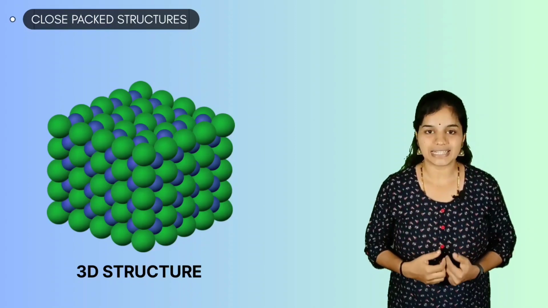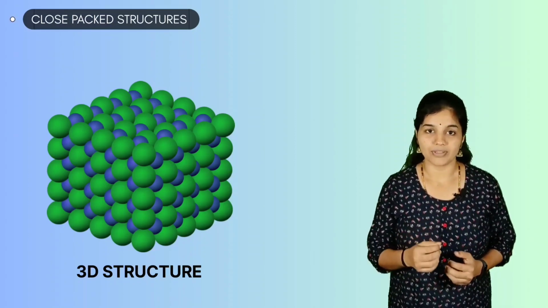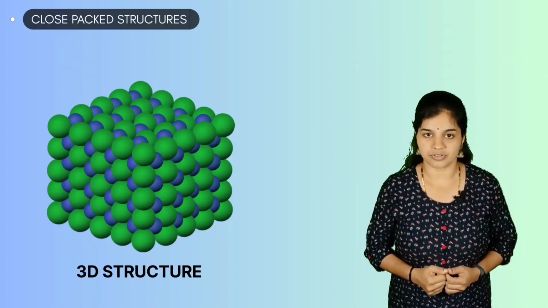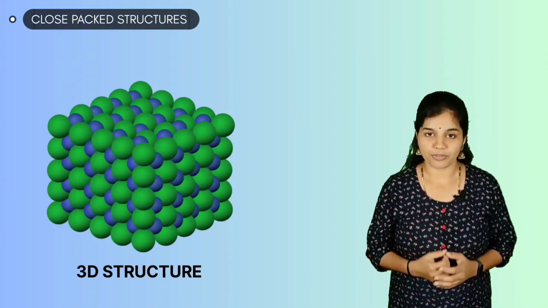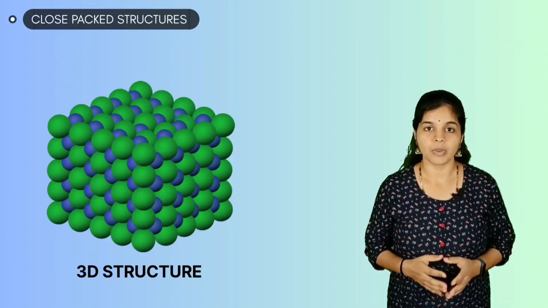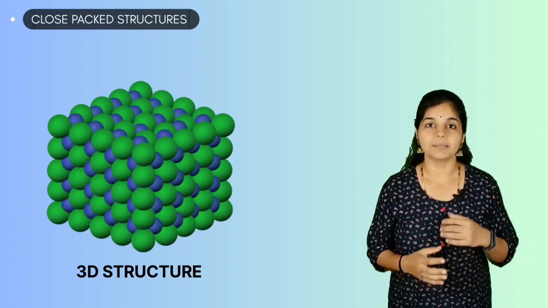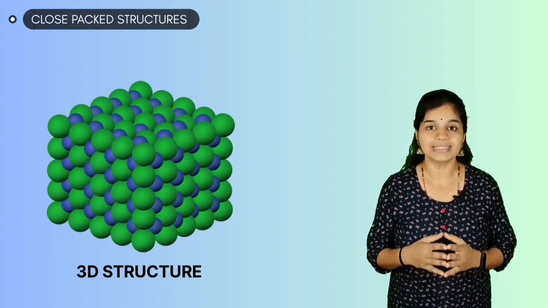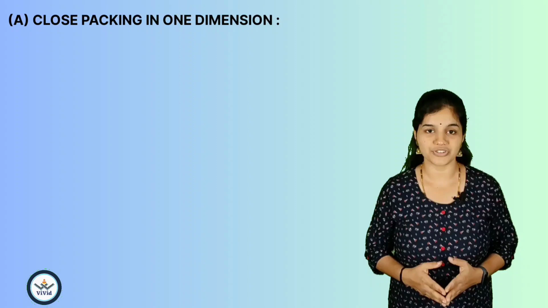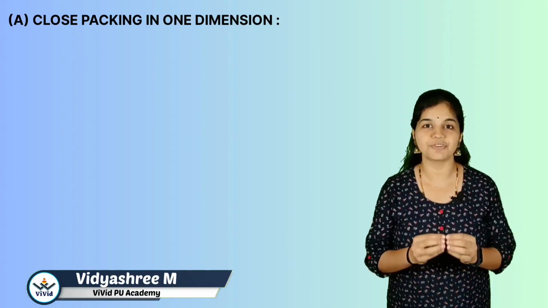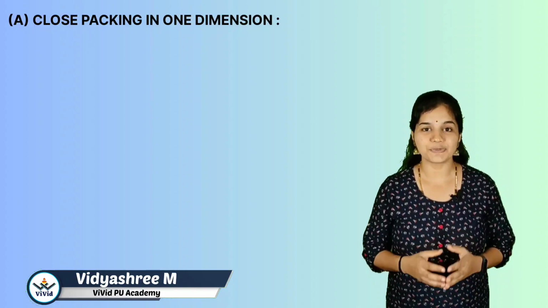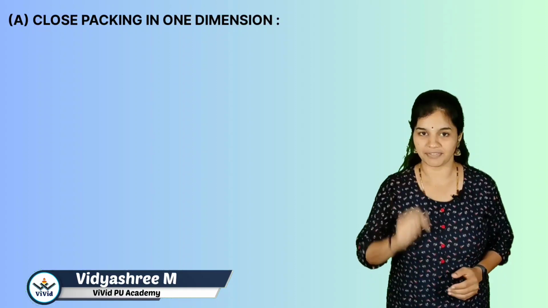Why build the 3D structure? Because all real structures are three-dimensional, and it is important for us to understand the 3D structure. We shall understand the building of the 3D structure in 3 steps. As the first step, we shall arrange these spheres in a one-dimensional close-packed structure. This arrangement can be done in only one way.